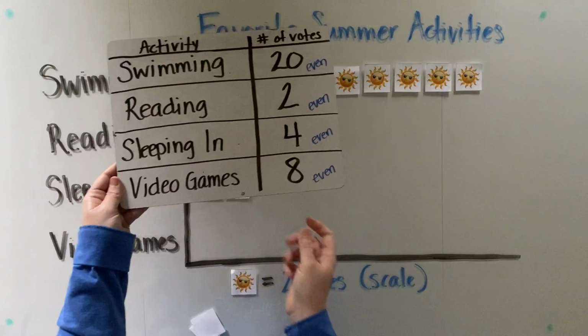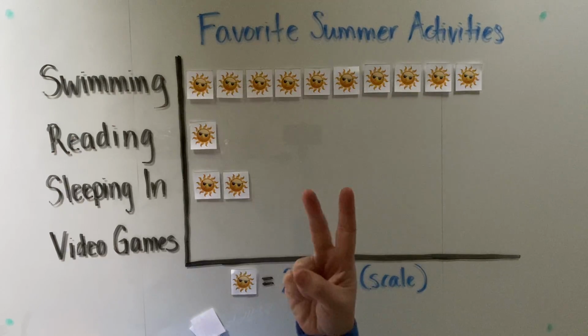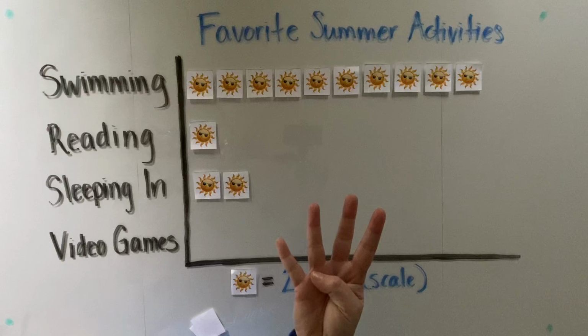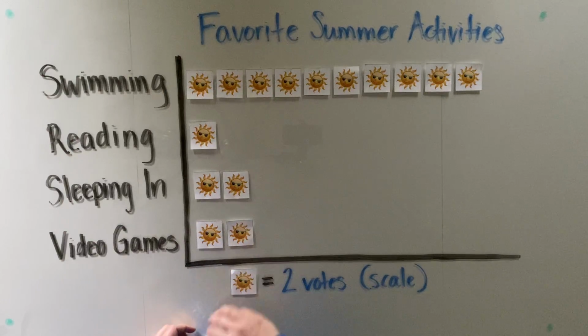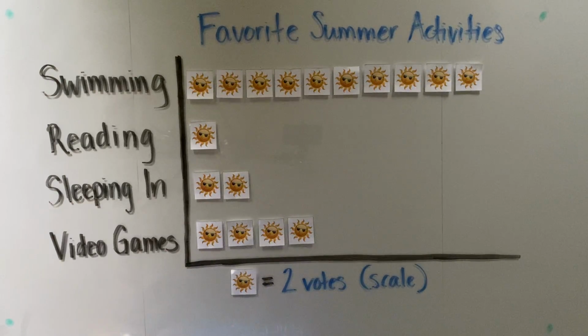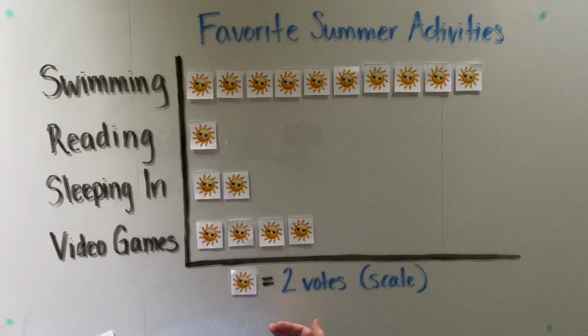All right, last one. Video games. 8 votes. So I'm gonna think to myself, 2 times what equals 8? Well, let's skip count. 2, 4, 6, 8. 2 times 4 equals 8. That means I'm gonna need 4 suns. So here we go. 1, 2, 3, 4. I'm gonna double check. 2 times 4 equals 8. And I can also skip count by 2s. 2, 4, 6, 8 votes.